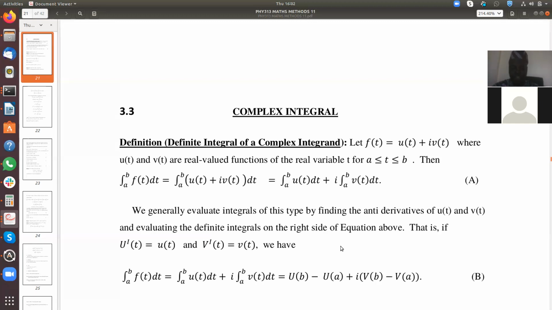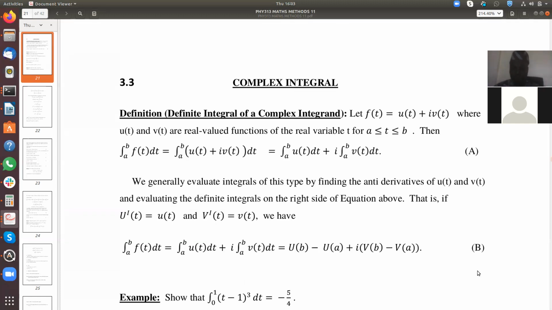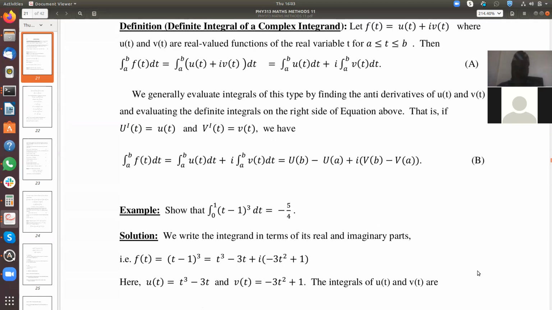That is, if u of t, you find the antiderivative of that, then the antiderivative of v of t. So we can rewrite this expression here as the integral of f of t dt, that is the integral of u of t plus i times the integral of v of t dt, will equal u of b minus u of a. Since we said our u of t is this, then plus i times v of b minus v of a. So this is another fashion of how to write this expression. Now let's look at an example and see how to solve the problem.